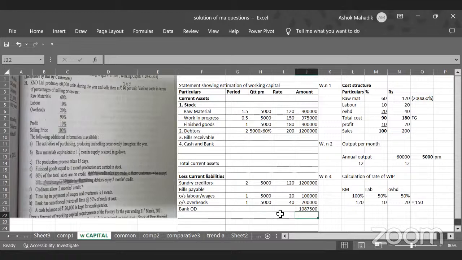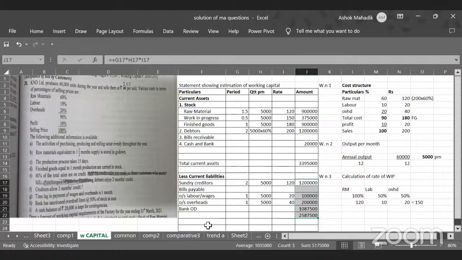Cash balance is given. A cash balance of 50,000 is kept for contingencies. So in cash, directly you can write the amount 50,000. Just check if we have missed out any item. I think we have covered everything. Now go on adding. Add all the items of current assets. Then add current liabilities also.